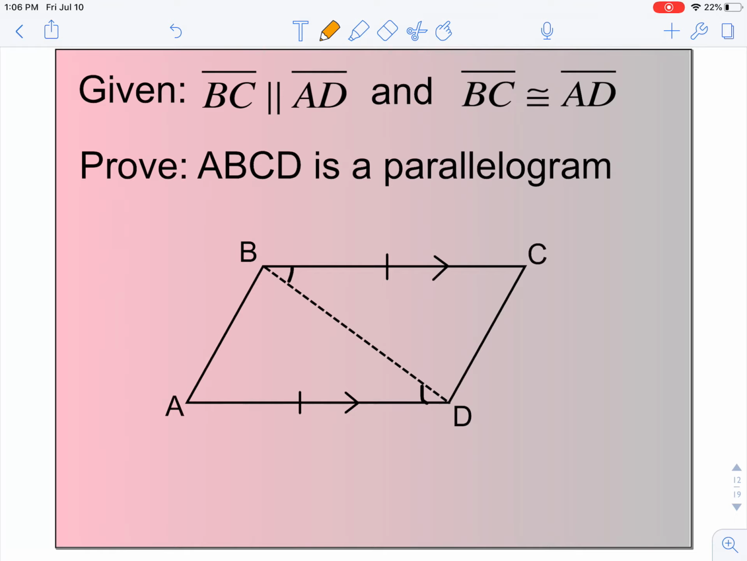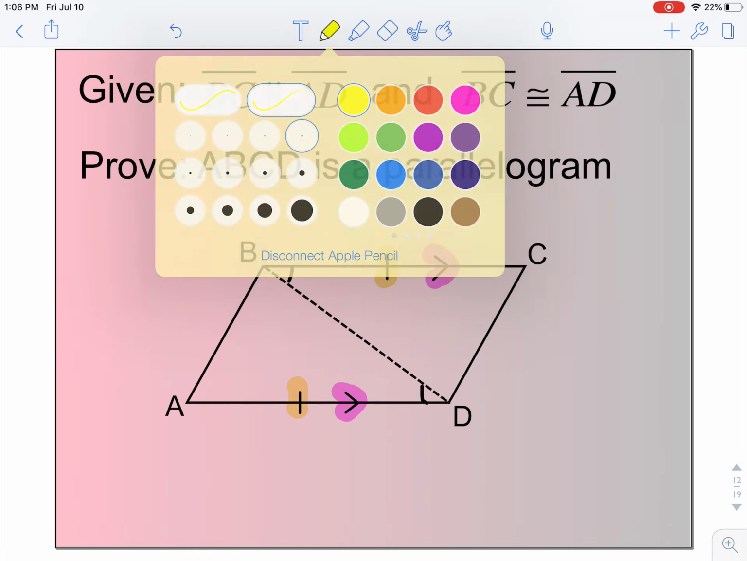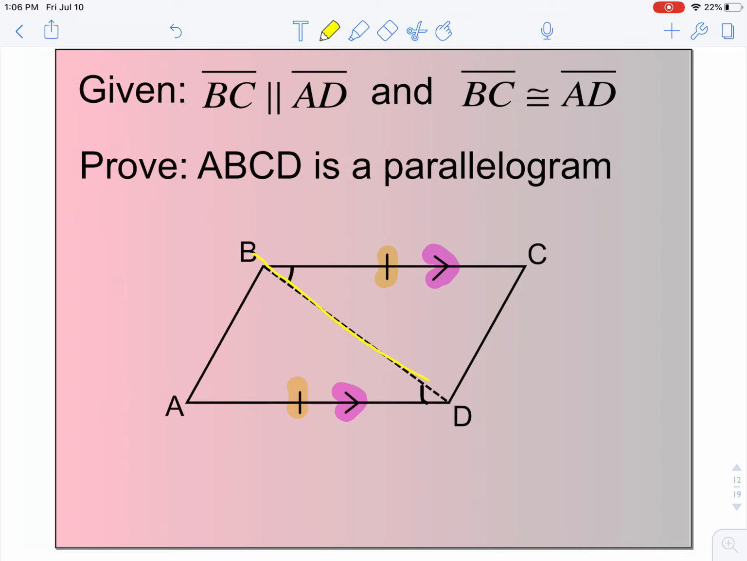And the same is kind of true here. We didn't use this as a property, but what if you're only given that BC and AD are parallel and that BC is congruent to AD? So what if you're only given this information of parallel and congruent? Is it enough to prove? Well, it is, because again, if you have parallel lines cut by this transversal right here, then your alternate interior angles are congruent.